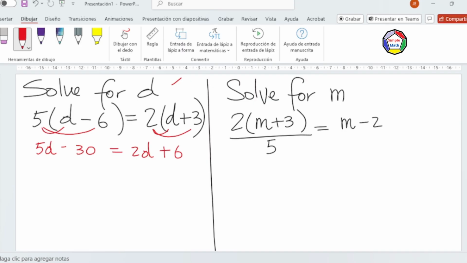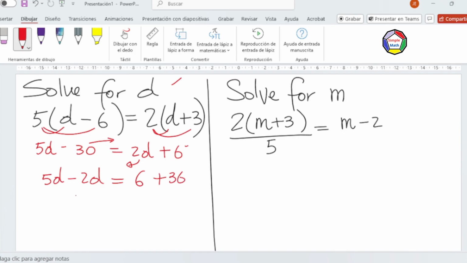Now I will move all the letters to the left side and all the numbers to the right side. So it means I will move the 2D to the other side and the minus 30 to the other side. So what I have is 5D; 2D is positive, so I bring minus 2D because that is the inverse operation. Minus 2D must be equal to 6, this 6, and I will move the 30, but the 30 is negative. If I move it to the other side by using the inverse operation, it's positive 30, like this, okay?